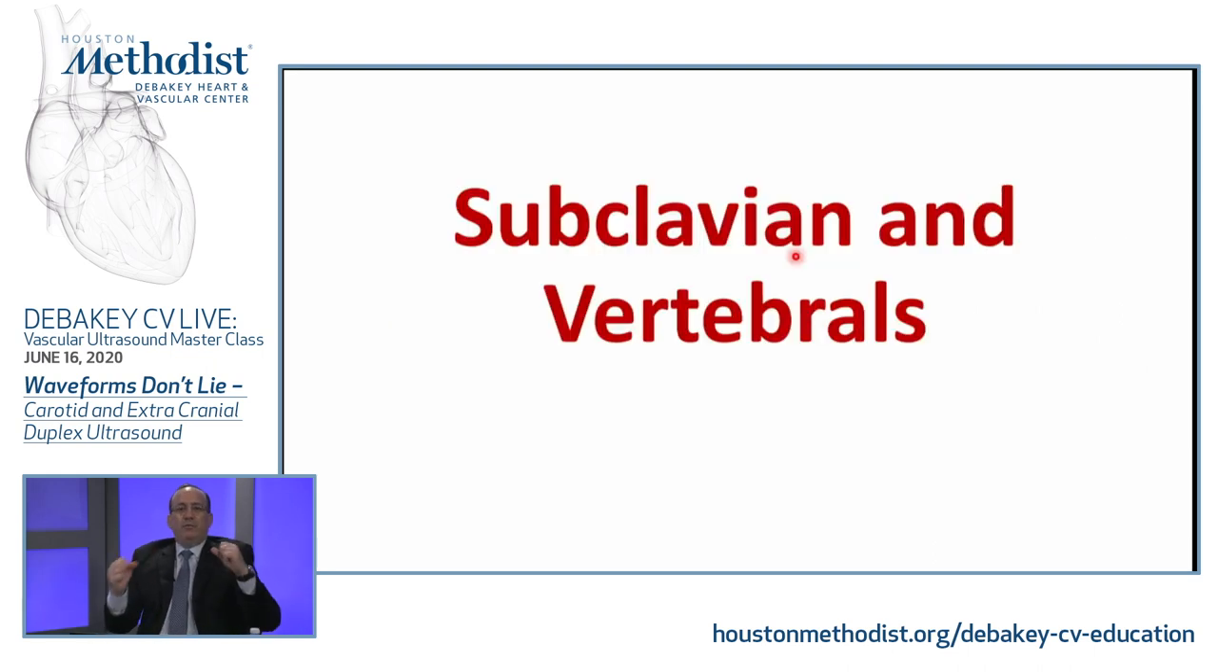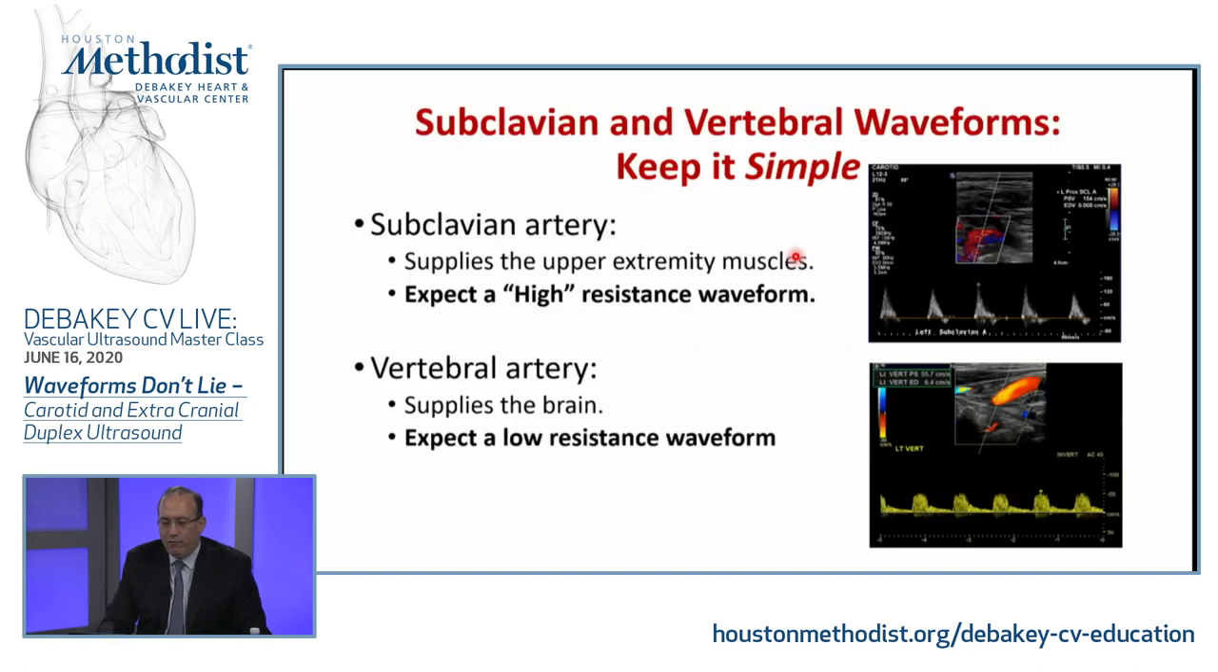Now let's switch gears a little bit to the subclavian and the vertebral arteries. What I like about these two arteries, especially the vertebral, is that the vertebral gives us another different element to the story of what's happening in the brain. So we now know the difference between high resistance and low resistance waveforms.